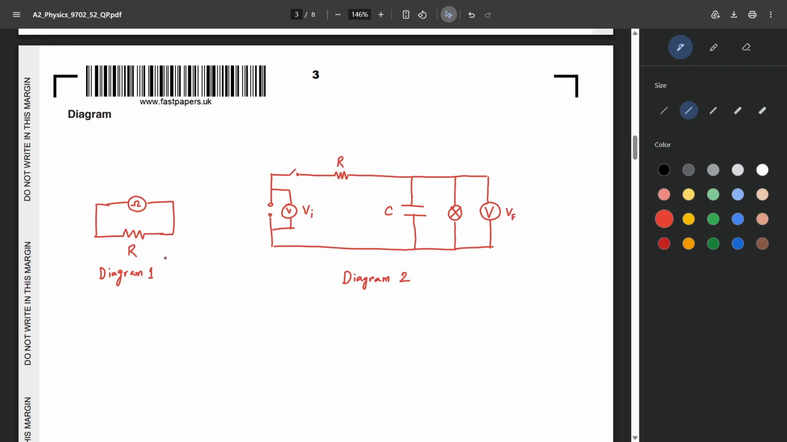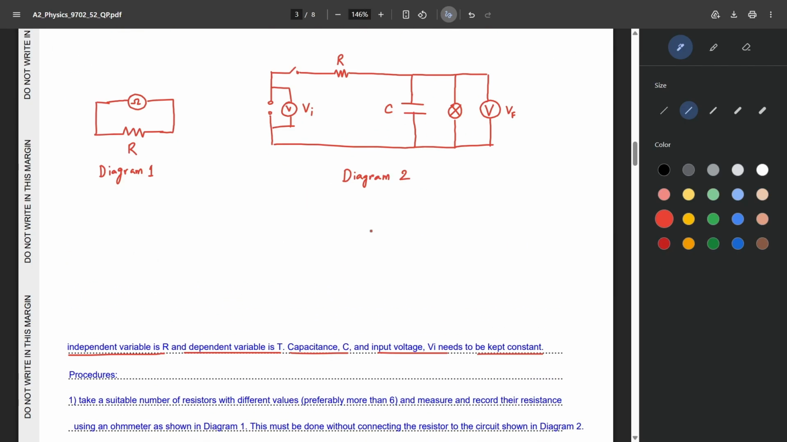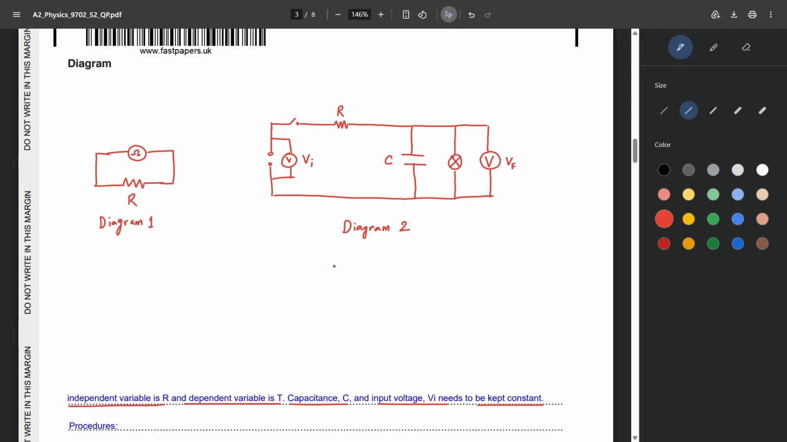Diagram 1 is the setup to measure the resistance of the resistors, and diagram 2 is the setup for our entire experiment. Firstly, we need to take a suitable number of resistors with different values and measure the resistance of those resistors using the arrangement shown on the left in diagram 1. Then we simply need to place those known values of resistance that we measured using an ohmmeter in the place of R on diagram 2.